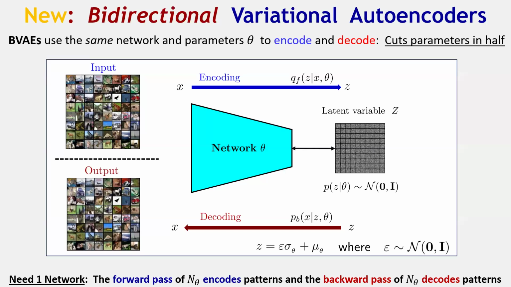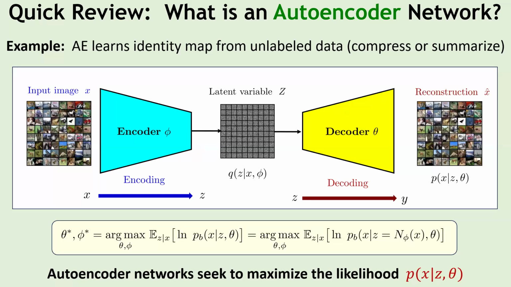The bidirectional structure encodes in the forward direction and decodes in the backward direction through the same set of parameters, through the same synapses. But you do have to train with a new algorithm.